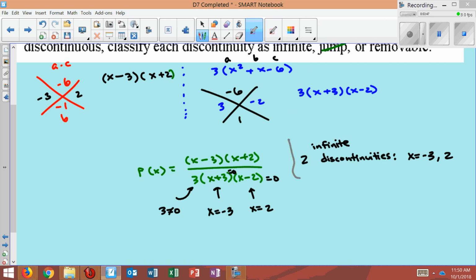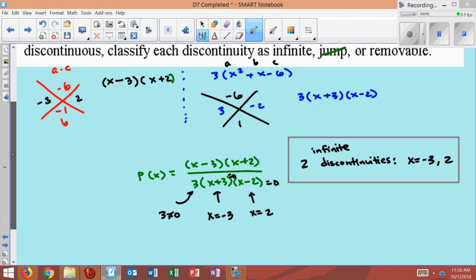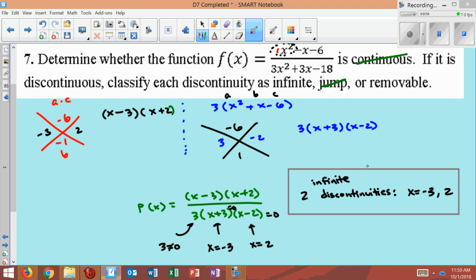So this here would be our answer for number 7. Now you could graph this and check, and remember, infinite just looks like a vertical asymptote. You'd have 2 vertical asymptotes.